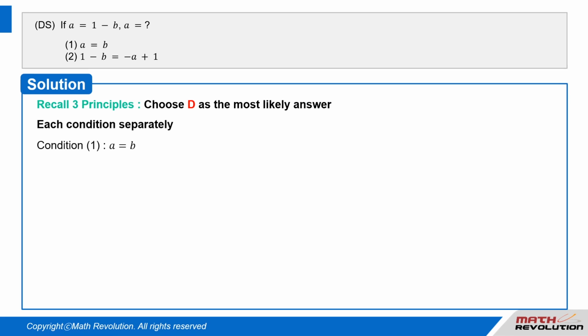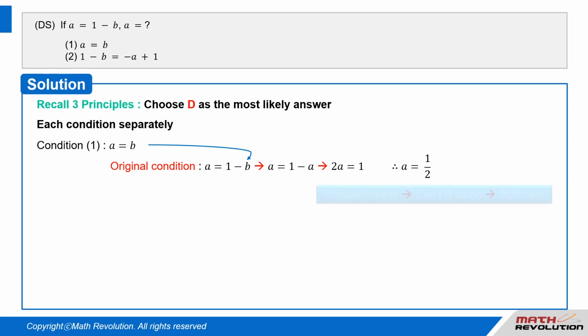Let's take a look at each condition. Condition 1 tells us that A equals B. Therefore, substituting A equals B in original condition A equals 1 minus B, we get A equals 1 minus A. That is, 2 times A equals 1. Or, A equals 1 over 2. Since it is a unique answer, this condition is sufficient.